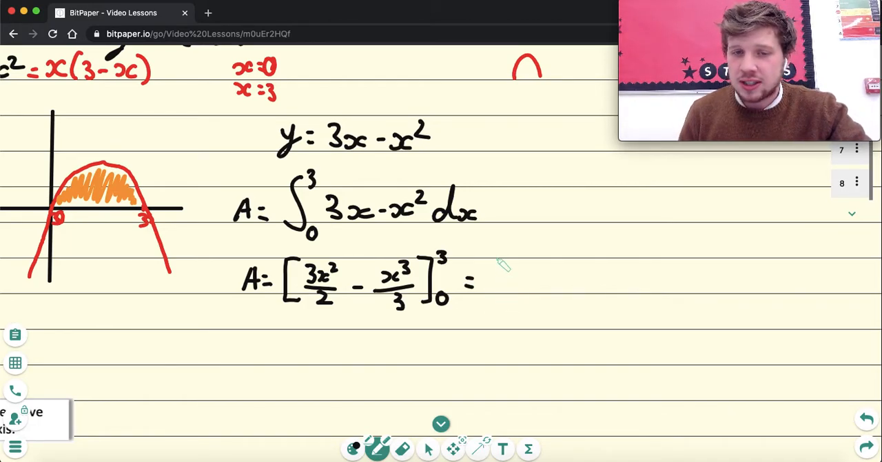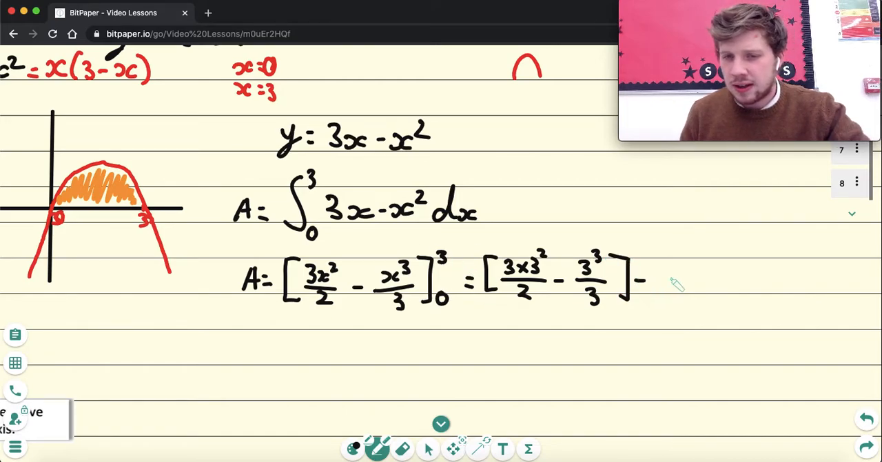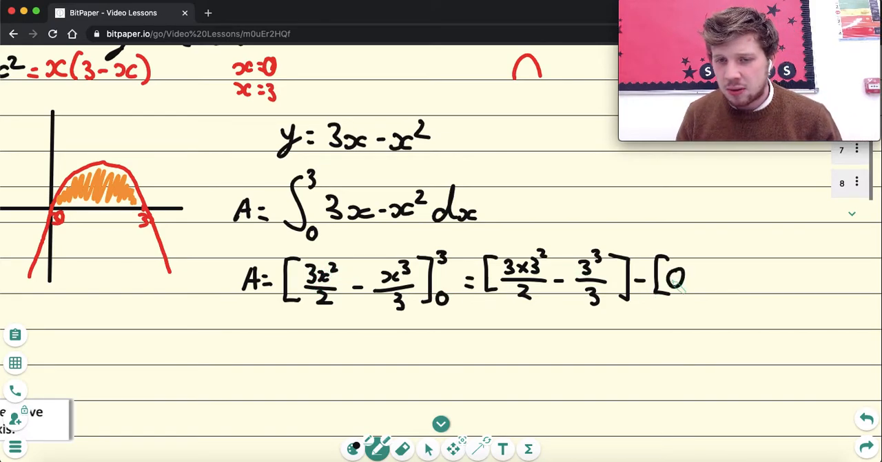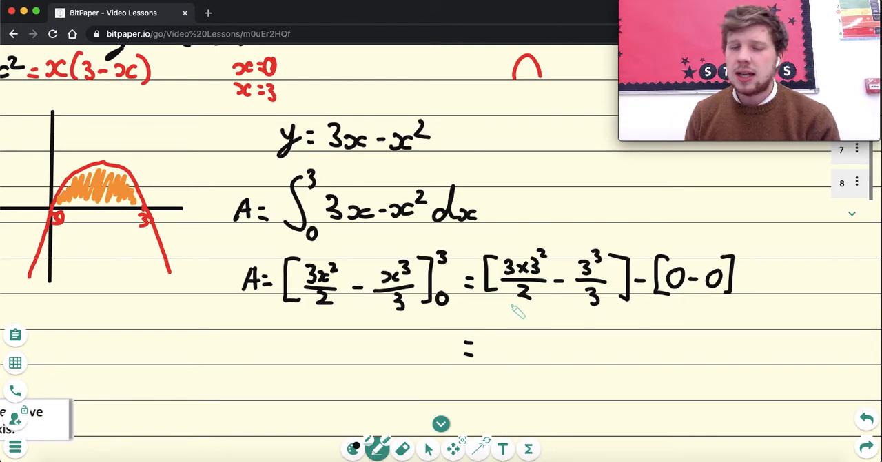so when I apply them, I'm just substituting in those values. So what I'm going to get is by substituting in the value 3, I get 3 times 3 squared over 2, subtract 3 cubed over 3, that's by substituting in my value of 3, and then subtracting, well on this side I'm going to get 0 squared over 2, which is 0, subtract 0 cubed over 3, which is 0.